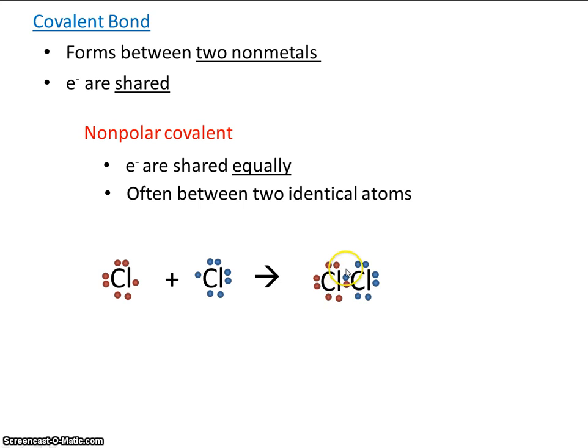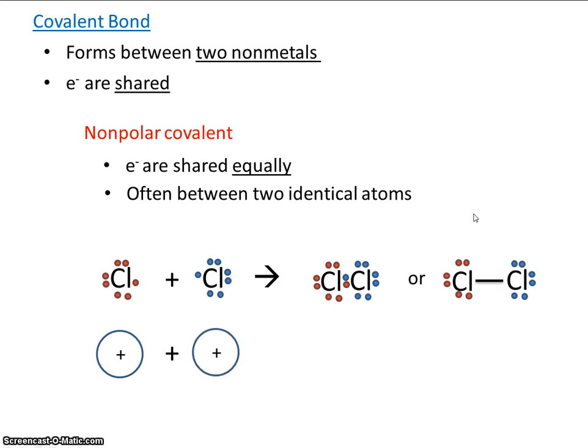So these two electrons are shared between the two chlorines. If you look at this chlorine, it has 8 electrons surrounding it. If you look at this chlorine, it also has 8 electrons surrounding it. So now both chlorine atoms are stable. One way we can represent two shared electrons is by drawing a dash, and this is a bond. A bond consists of two shared electrons.